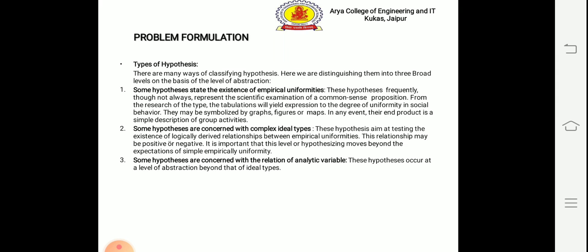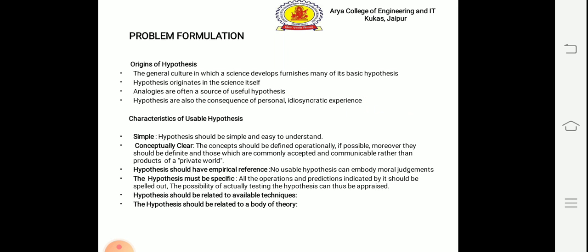Second, some hypotheses are concerned with complex ideal types. These hypotheses aim at testing the existence of logically derived relationships between empirical uniformities. This relationship may be positive or negative. It is important that this level of hypothesizing moves beyond the expectation of simple empirical uniformity. Third, some hypotheses are concerned with the relation of analytical variables. These hypotheses occur at a level of abstraction beyond that of ideal types.